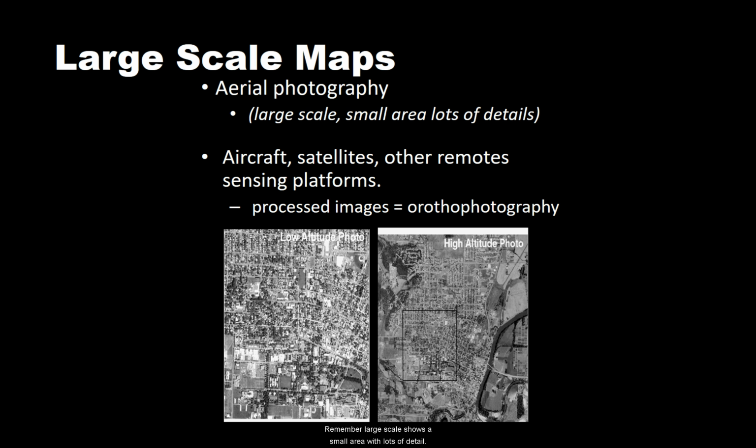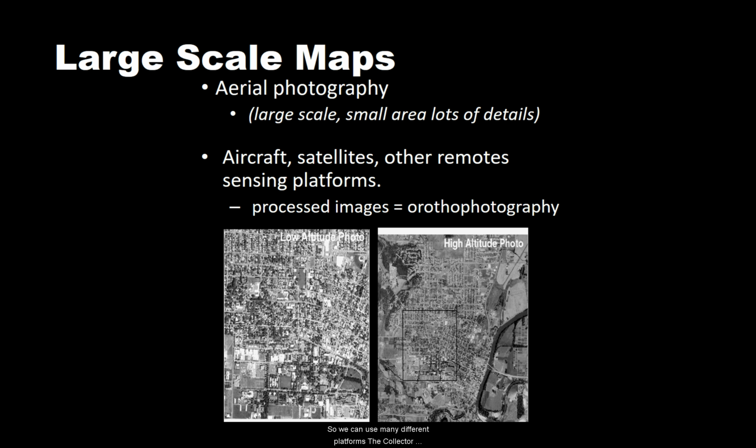Now we can look at large-scale maps in the example of aerial photography. So remember, large scale shows a small area with lots of details, and aerial photography can be obtained through aircraft, satellites, and other remote sensing platforms. And when you collect this aerial photography or aerial imagery, you have to process it, which is called orthophotography or orthorectification, because you are above the Earth's surface. We know the Earth's surface has this curvature to it, and so you're going to have some distortion that takes place dependent upon the altitude in which you are flying.